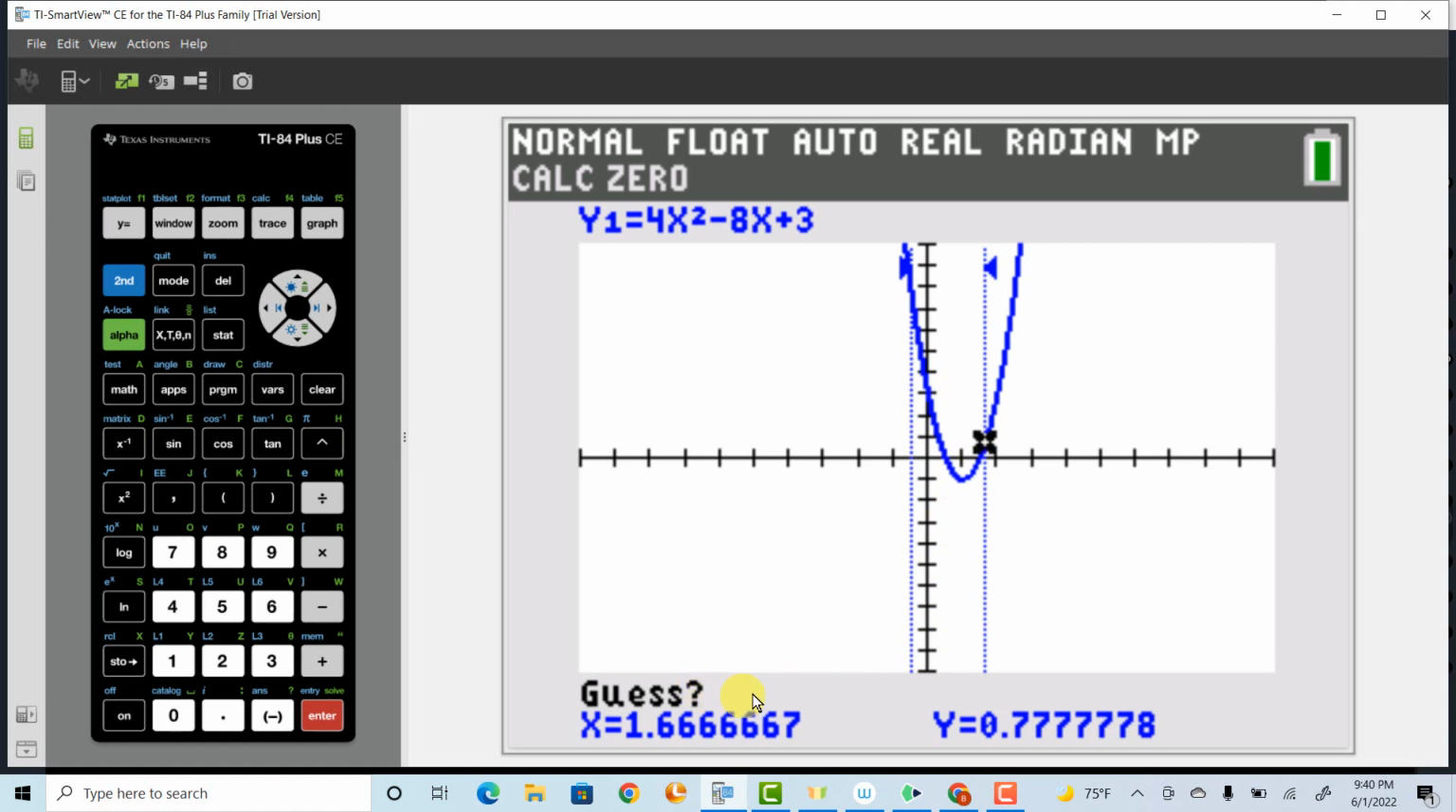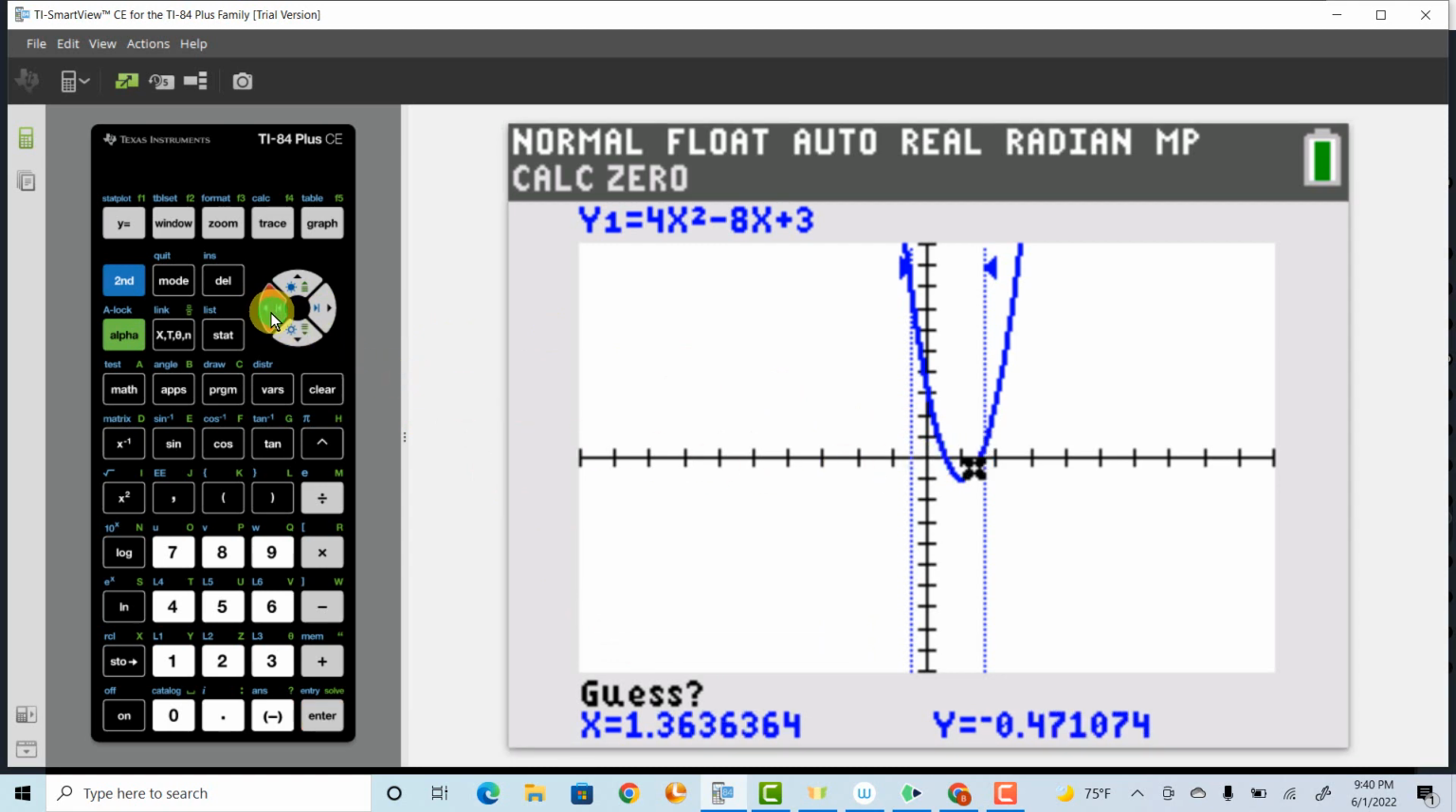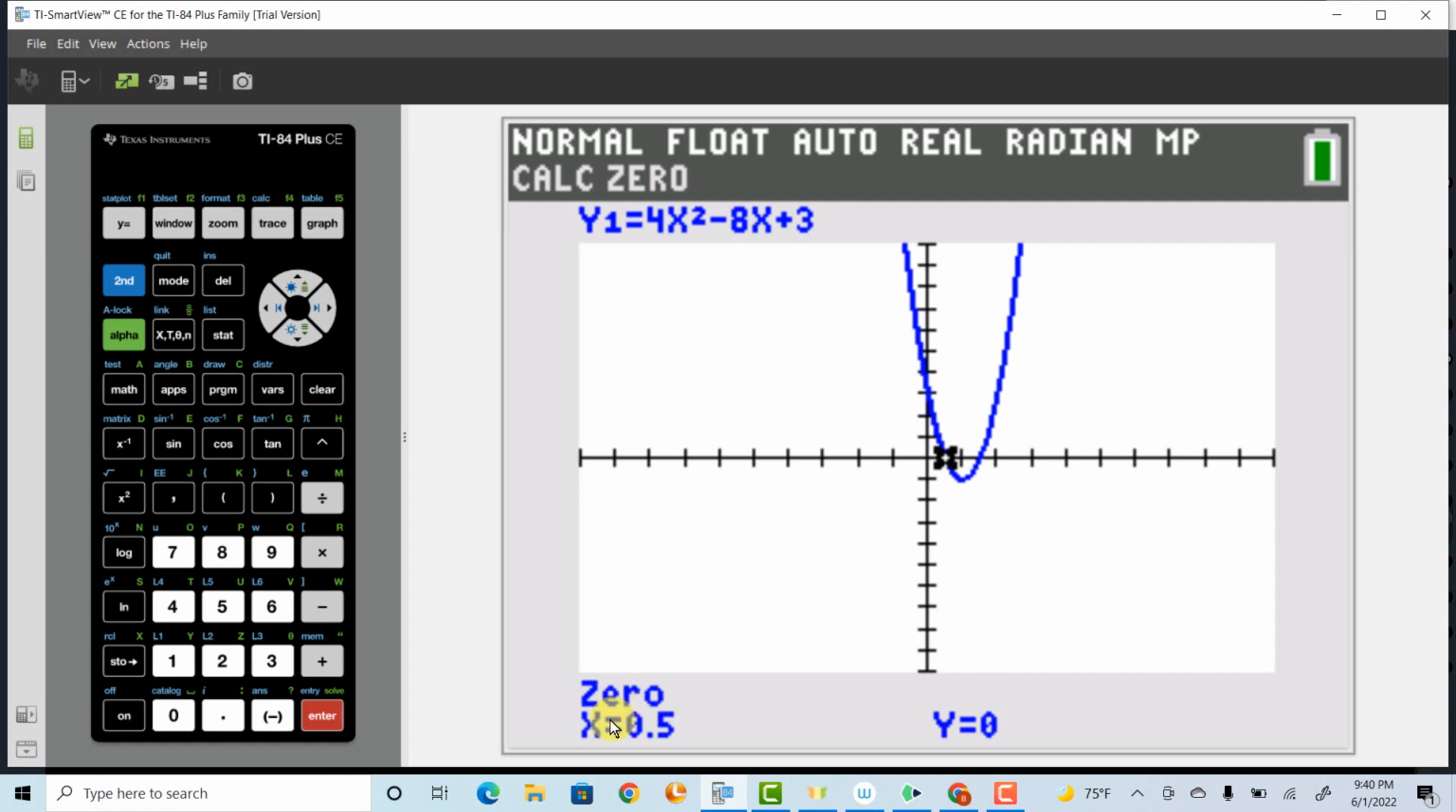The next thing it says is to give it a guess. Okay, so I'm just going to move closer to that spot. So I'm using my left arrow. Okay, and I'll just put it right there. And when I press enter, it gives me the 0. When y is equal to 0, notice that, right? X is equal to 1/2. So that's one of my solutions.